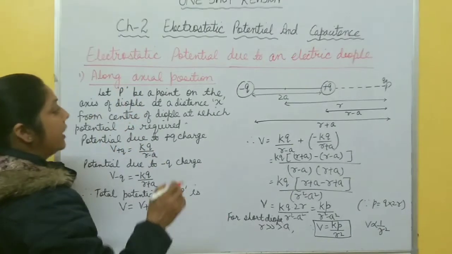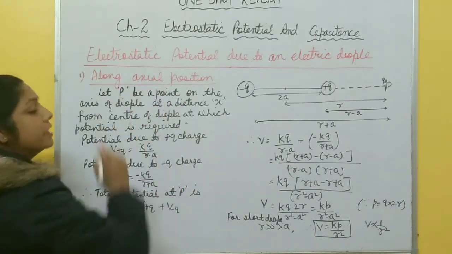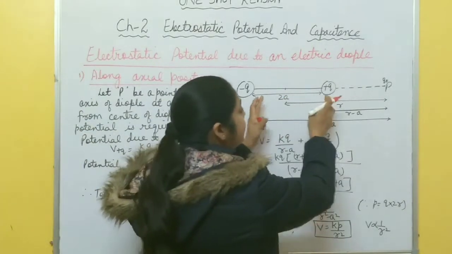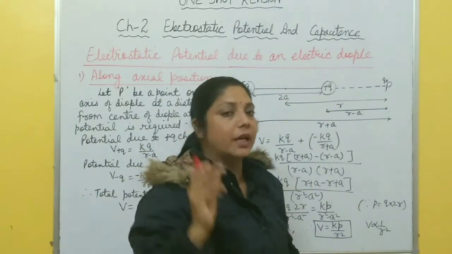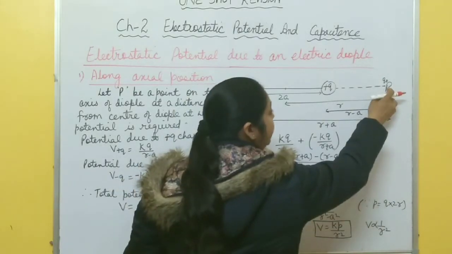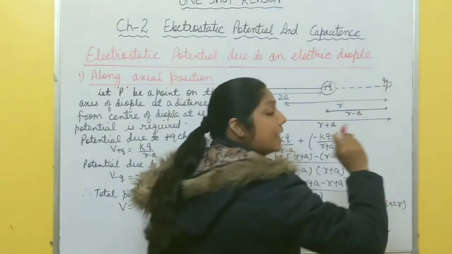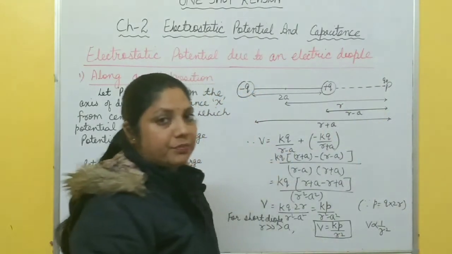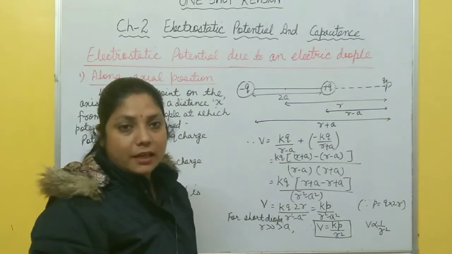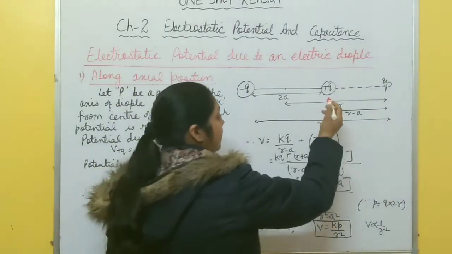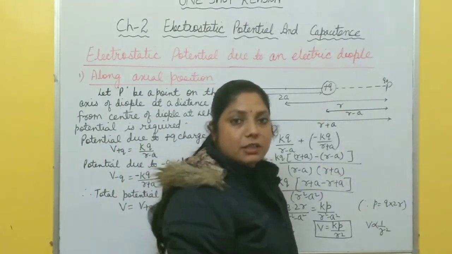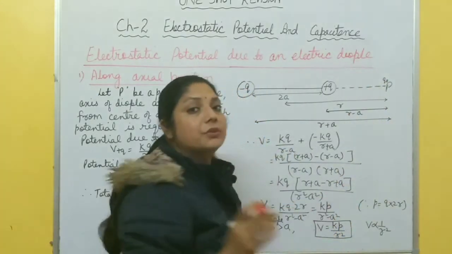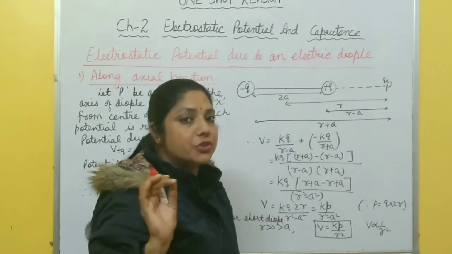You have to find electric potential along the axial position of the dipole. Axial position means along the line joining the two charges of the dipole. Suppose this is a point P, and this point P is the axial position. You have to find the total potential at point P. You know potential is a scalar quantity. So here there are two charges, minus q and plus q, and the total potential at point P is due to the sum of these two charges.